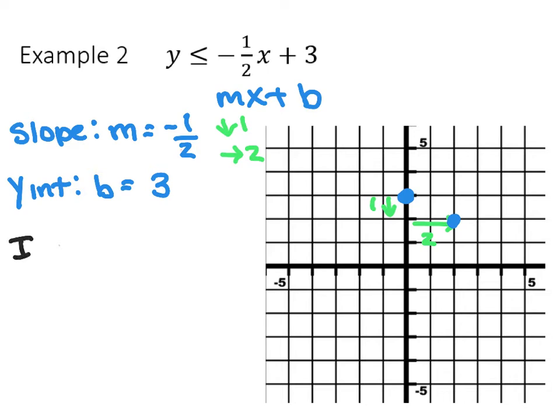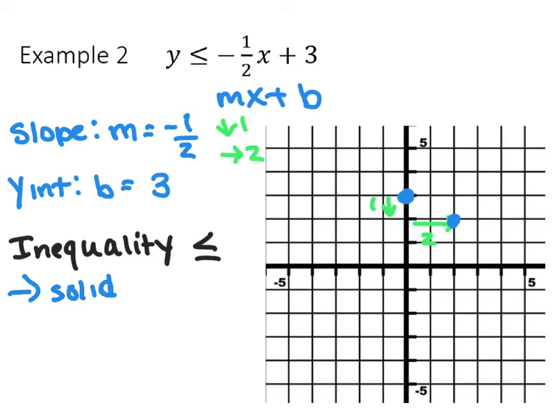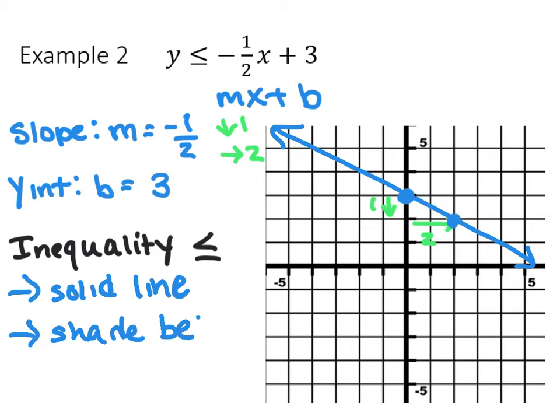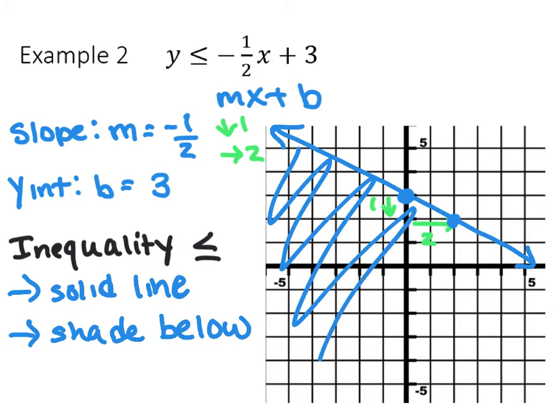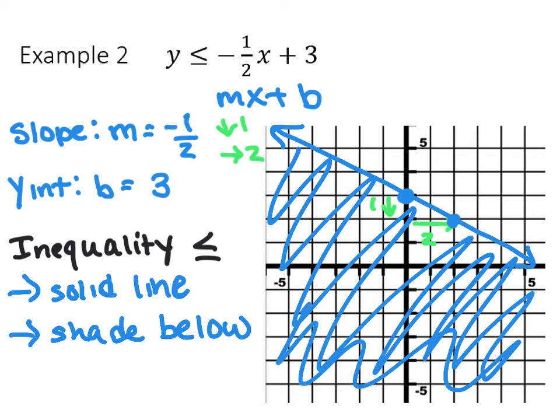Now, since the inequality symbol is less than or equal to, this tells me two pieces of information. First, it tells me that we're going to have a solid line, so I'll use my ruler to draw in the solid line. And then it tells me that since it's less than, we're going to shade below. So if I look at my line, I'm going to shade everything below it.